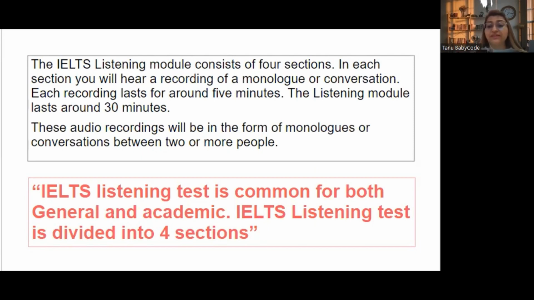This listening module is for 30 minutes. That means the total time duration for the listening module is 30 minutes, and the audio recordings will be in the form of monologues, or a conversation between two or more people. One important point to remember is that the IELTS listening test is common for both general and academic candidates. It is not different, it is the same, and it is divided into 4 sections.